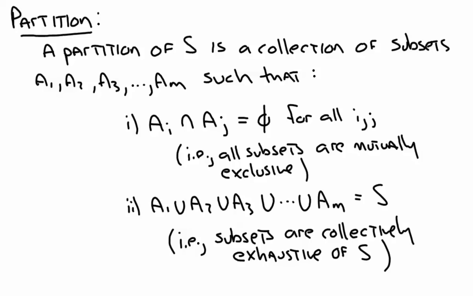The collection of subsets are carved out of my universal set or sample space in such a way as they contain all the possible elements. So, a partition of a sample space or universal set is a collection of subsets that are mutually exclusive of each other and collectively exhaustive of all the possibilities in my sample space S.